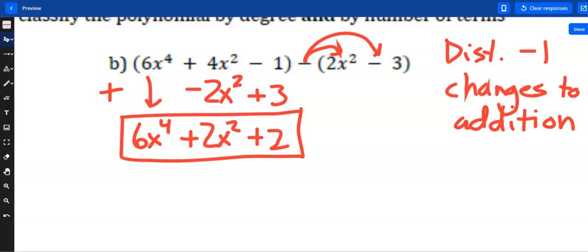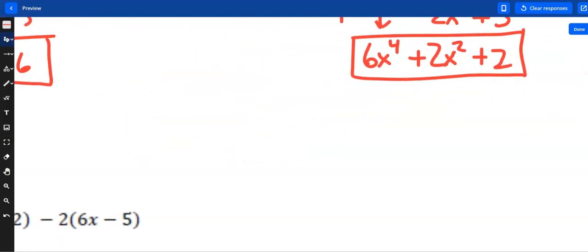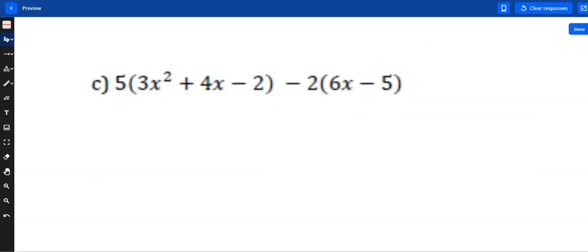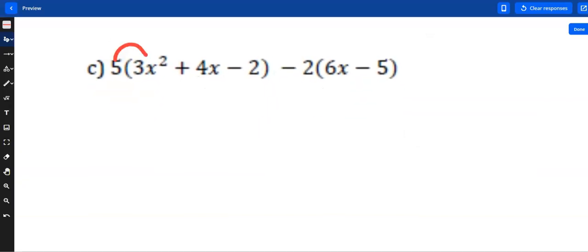Distributing the negative 1 changes to addition. I promise you, you will do much better if you follow that instruction. And those of you who ignore it will probably make mistakes. So for instance here, before I do much further, I'm going to have to multiply.